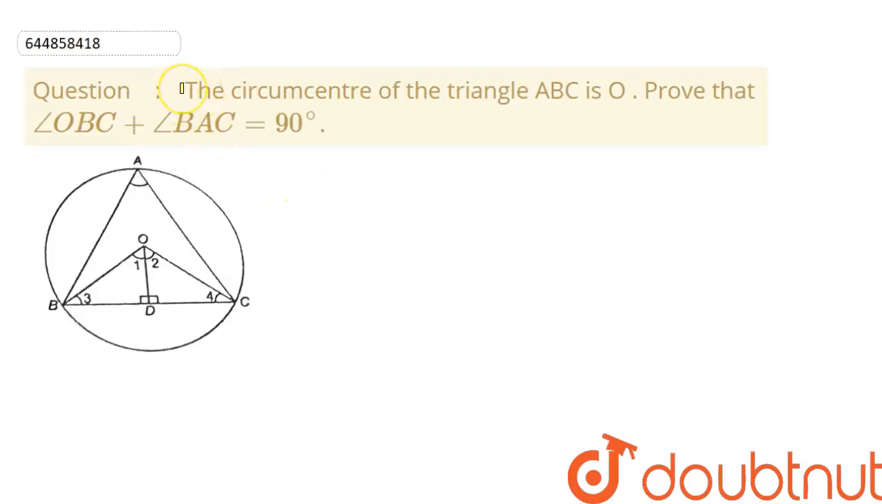Hello everyone. So today we are going to discuss one question on circles. In this question, we are given that the circumcenter of the triangle ABC is the point O. In such a case, we need to prove that the angle OBC plus the angle BAC is equal to 90 degrees.